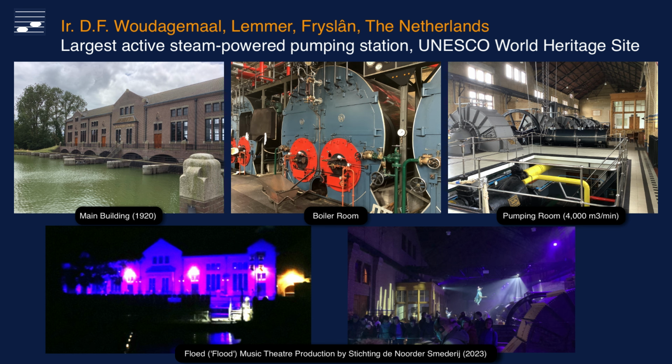See the boiler room top center. It is used in high water level situations in the Frisian polders. The maximum pumping capacity is 4,000 cubic meters per minute. See the pumping room top right, and active a couple of times each year. Operators must start firing up the engines a couple of days early.